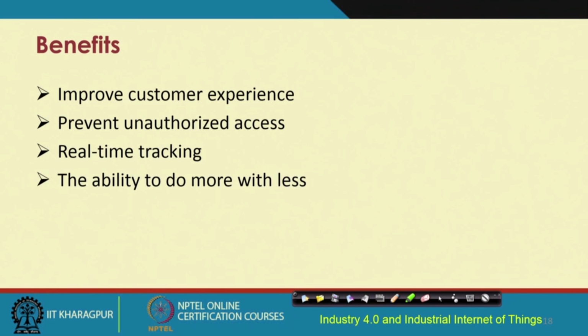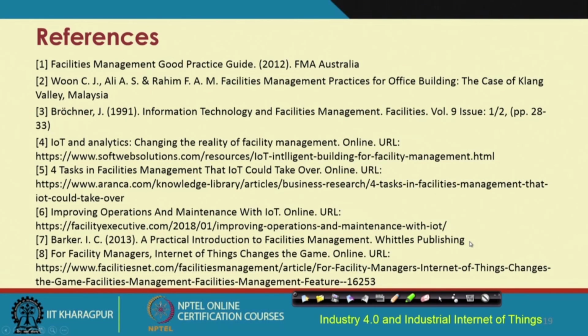Then most importantly, optimization, that means the ability to do more with less resources, optimization of resources and improved productivity. This is also within the purview of facility management. So, this is an important benefit of facility management. So, IoT enablement for facility management, improved customer experience and so on. This is what this particular lecture is concerned about.